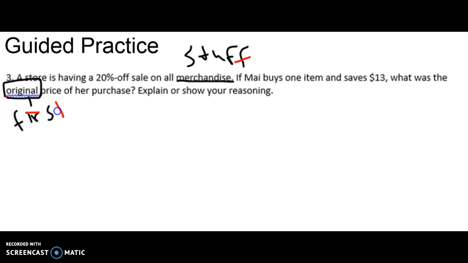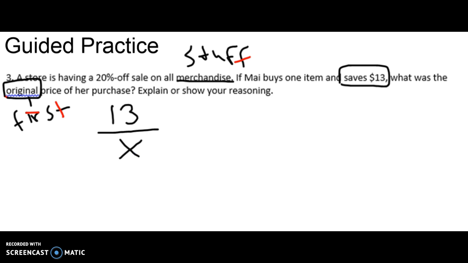So this problem is requiring us to think about how much did Mai's item cost before she bought it at 20% off? What was the price before the discount? I don't know how much Mai paid. I only know how much she saved, $13. So $13 is going to be my part. Do I know the whole? No. So that's my x.